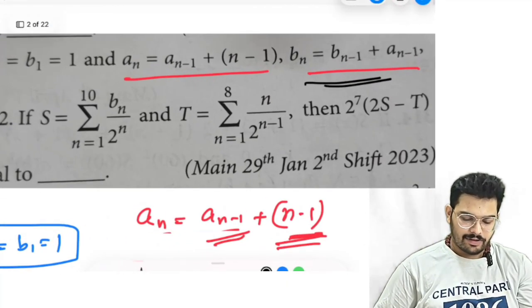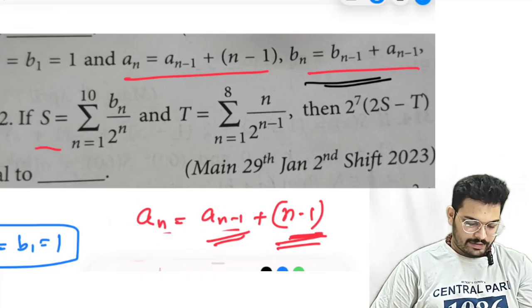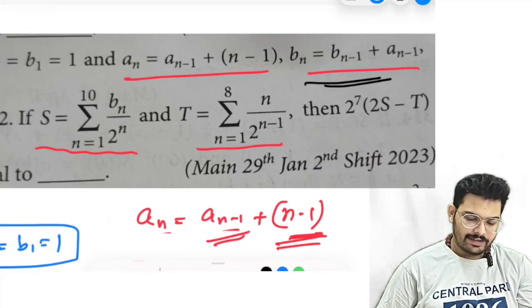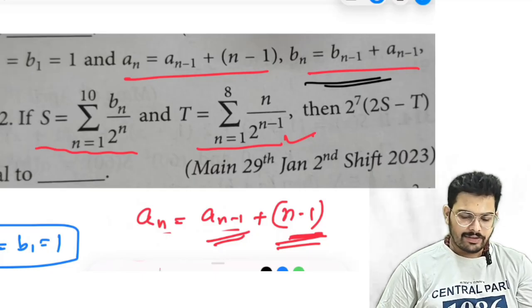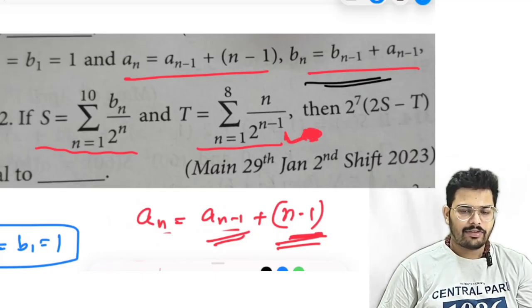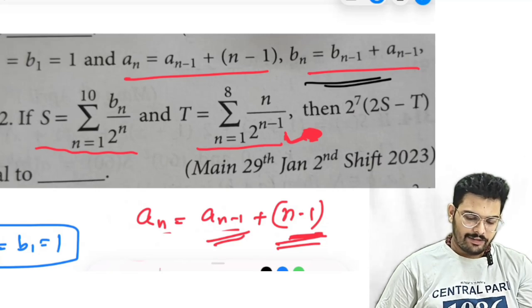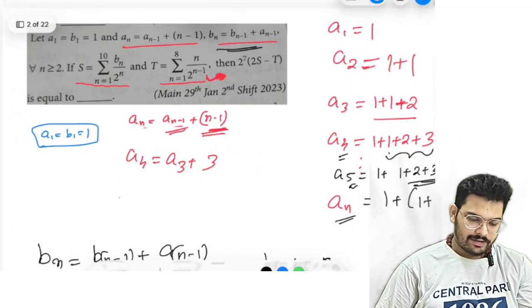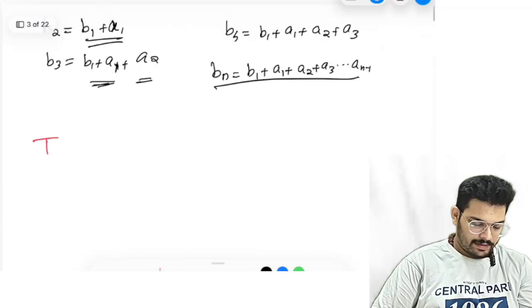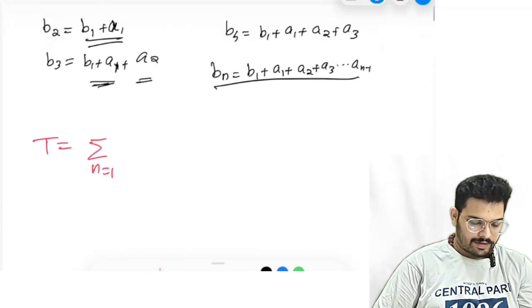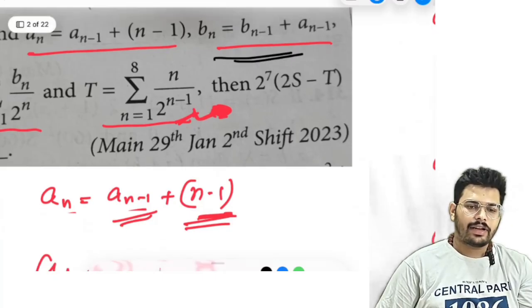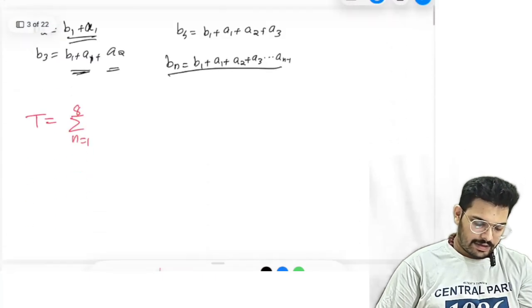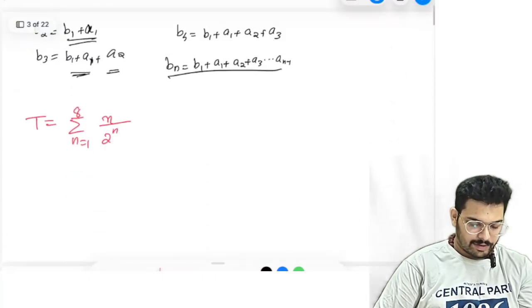Now we can start solving this series. First of all, we can just open T and leave it as it is. We don't need to simplify. Sometimes we don't need to simplify some part of the question; based on the question you need to choose. Here T is given as sigma n equal to 1 to 8 of n divided by 2 raised to n minus 1.